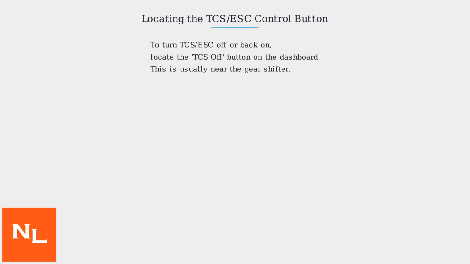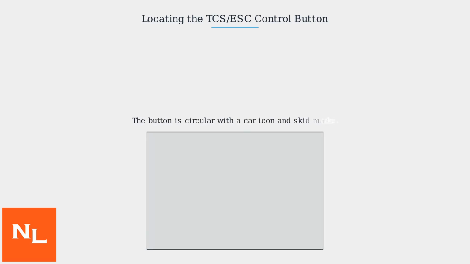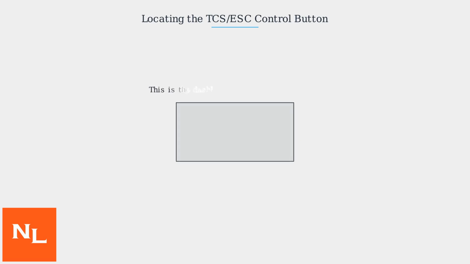To turn TCS ESC off or back on, locate the TCS off button on the dashboard. This is usually near the gear shifter. The button is circular and marked with a car icon and skid marks. When disabled, you'll see a warning message on the dashboard display. The button is the sole method for disabling the system. There are no digital or app controls for this model.